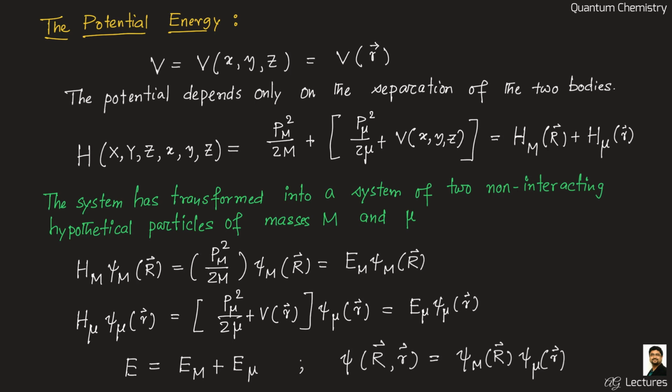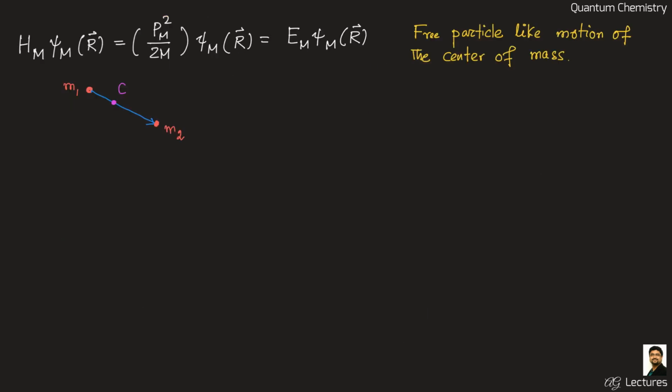Now let us discuss what these two equations actually mean, what they represent, which type of motion they represent. So let's talk about this equation first, which involves the coordinate capital R, which is the position coordinate of the center of mass C, and mass M, the total mass of the system. And this equation doesn't have any potential term. It simply means that this motion is like a free particle, because a free particle also doesn't have the potential term. V equals 0 you can put, or V equals constant you can put.